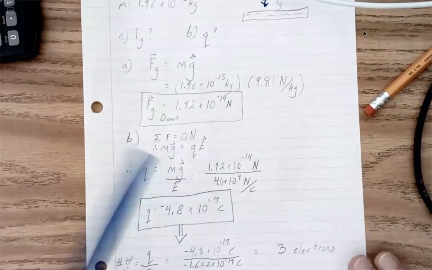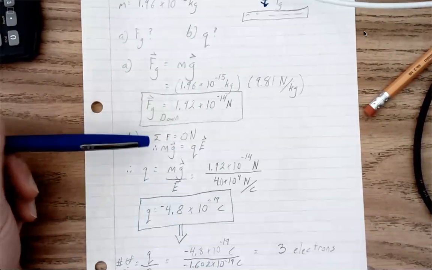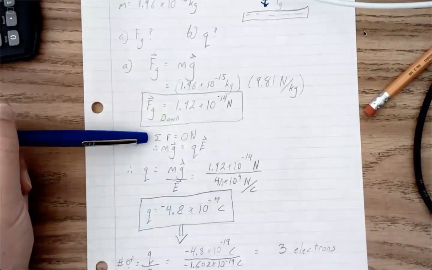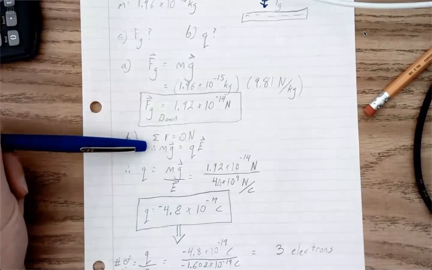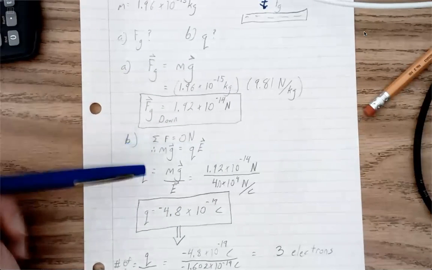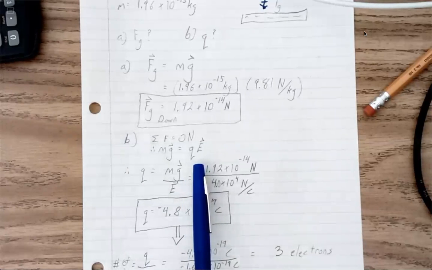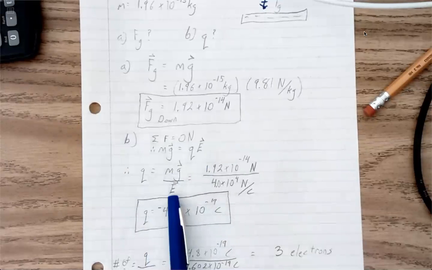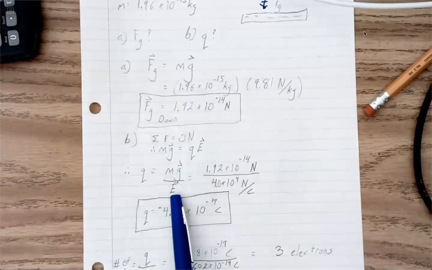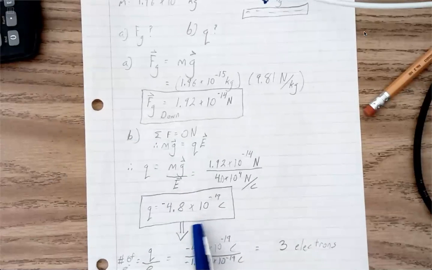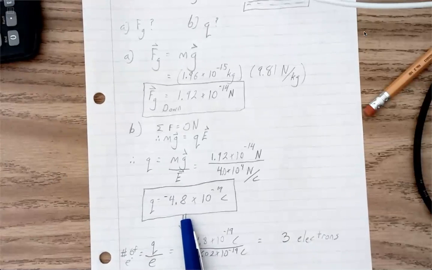In this letter B, now we're trying to find this charge Q. Well, we know the sum of the forces is equal to 0. If we were to add all the forces on it, it's not moving. Therefore, that's what these 3 dots mean. It means, therefore, we know that mass times the gravitational field is equal to charge times the electrical field. Solving for charge, Q, it gives us this expression, the gravitational field divided by this electrical field. The vector notation cancels out, leaving us just with the scalar value of the charge. So we get this value of negative 4.8 times 10 to the negative 19.